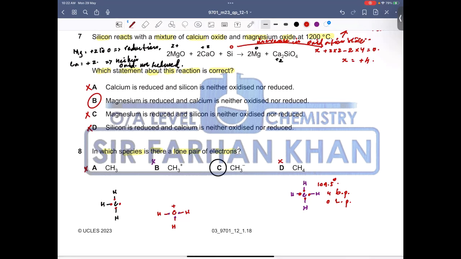Let's talk about C. Let's make the structure of CH3 first. Carbon is found in group 14 of the periodic table, so it has 4 valence electrons. Count them: 1, 2, 3, and this one is 4. Now this negative charge shows that carbon gained 1 electron, and that 1 electron is represented like this, which means this carbon has a lone pair, and therefore C is going to be the correct answer.